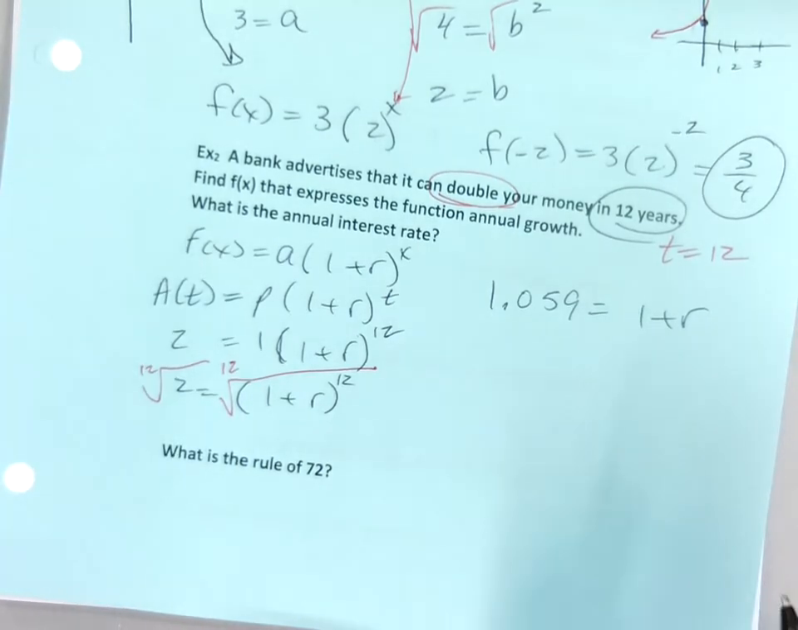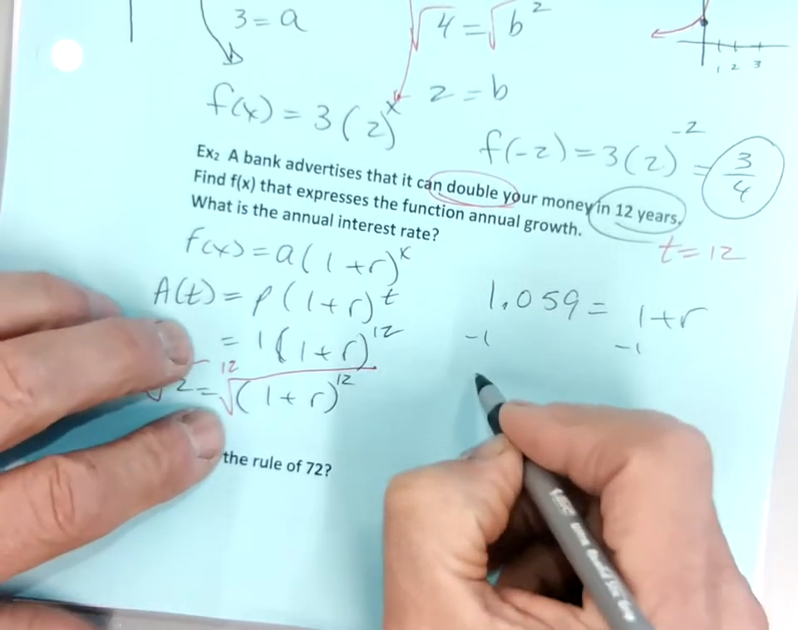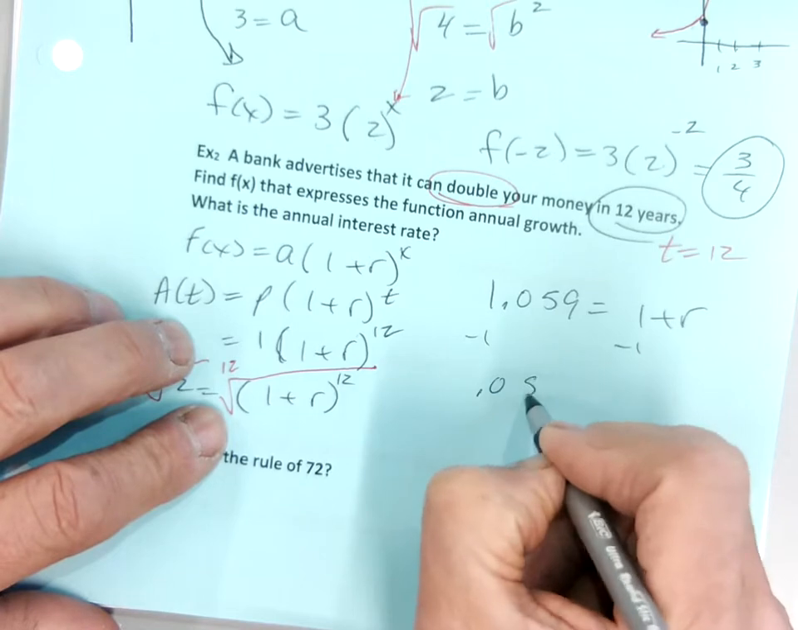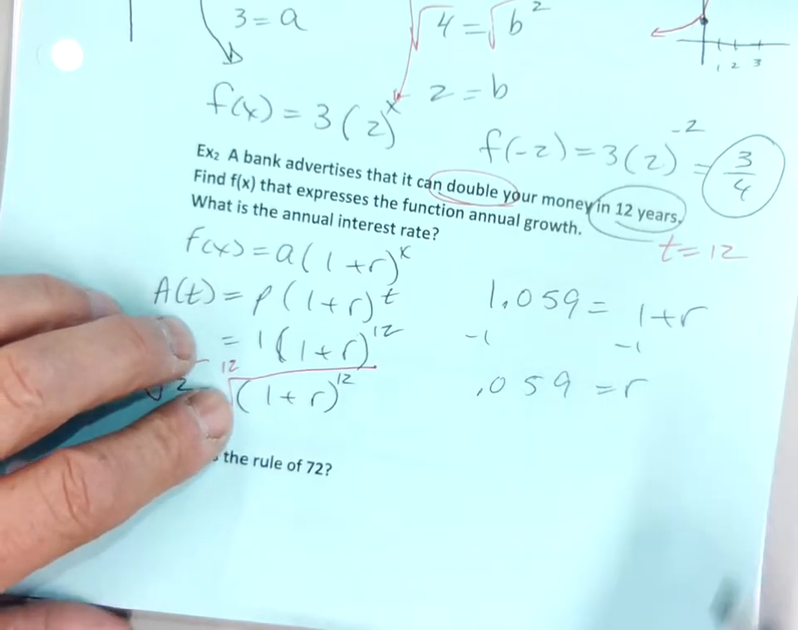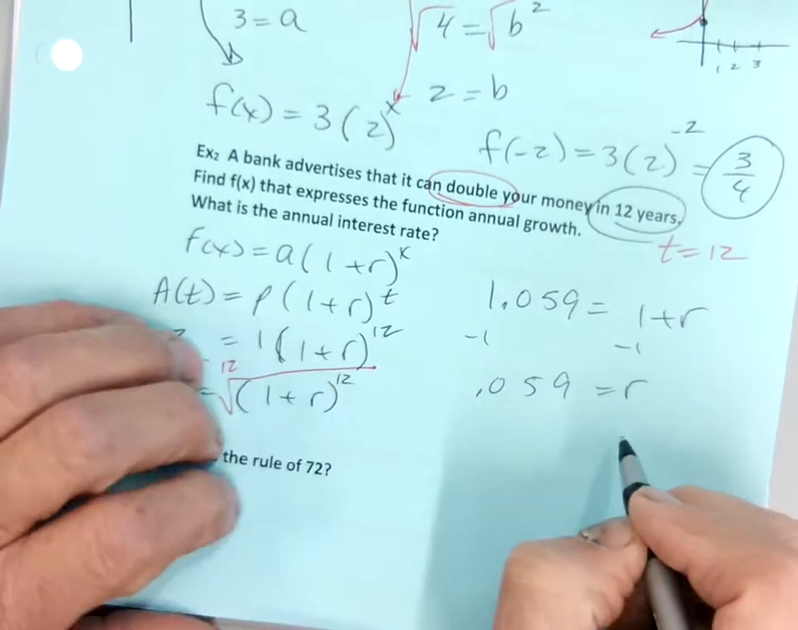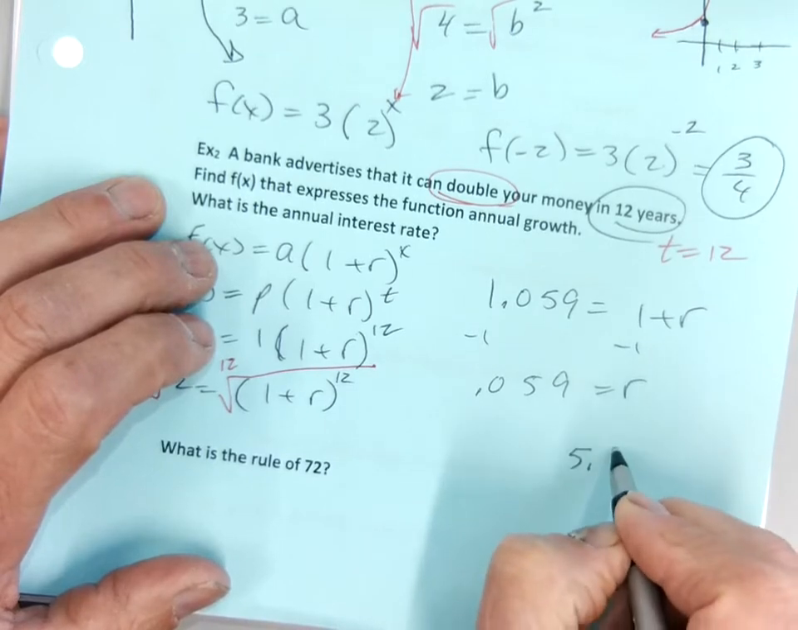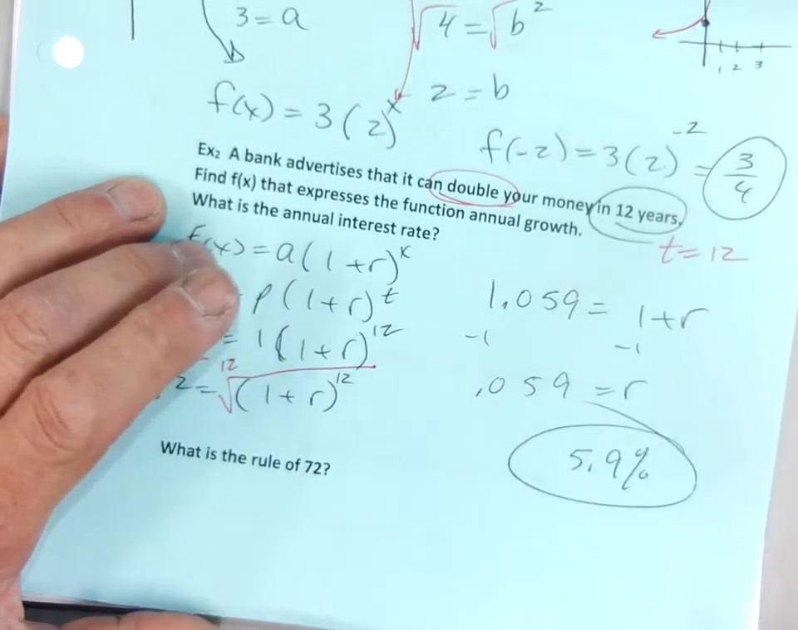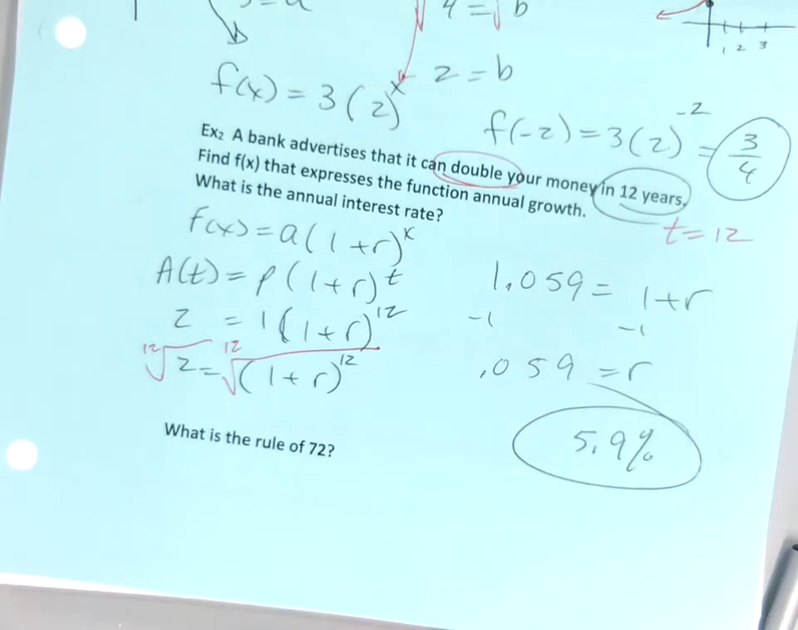Okay, now it's getting easy. Minus 1, minus 1. I've got 0.059 equals r. Or as a percentage, it's about 5.9% is our interest rate. That's not bad for these days. It's actually pretty good if you find a rate that high.